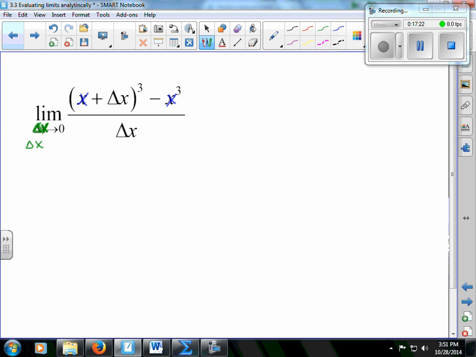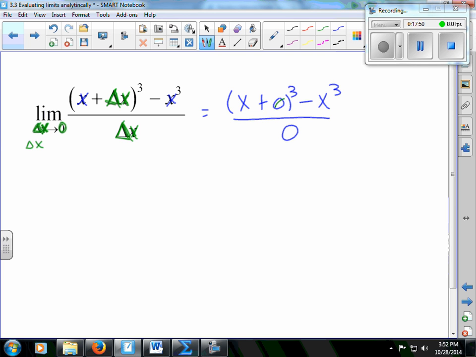But you can do this part now. So delta x, he is in green. I'm going to highlight him in green. And he is the guy who is approaching 0. So when I evaluate this limit, I'm going to place 0 in the place of delta x. I have nobody to put in x. x does not get evaluated. So this will be x plus 0 cubed minus x cubed over 0.